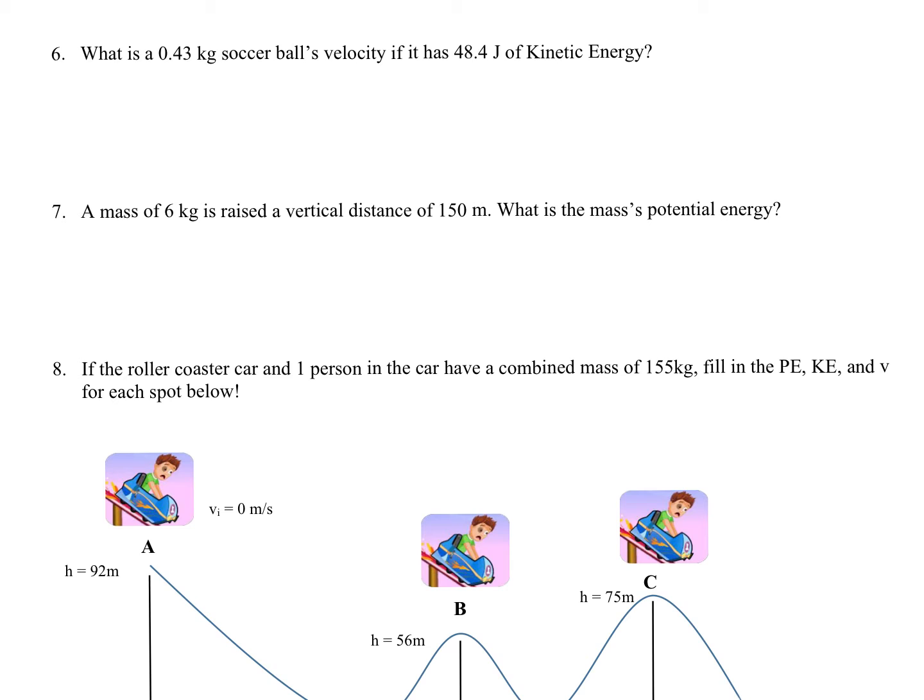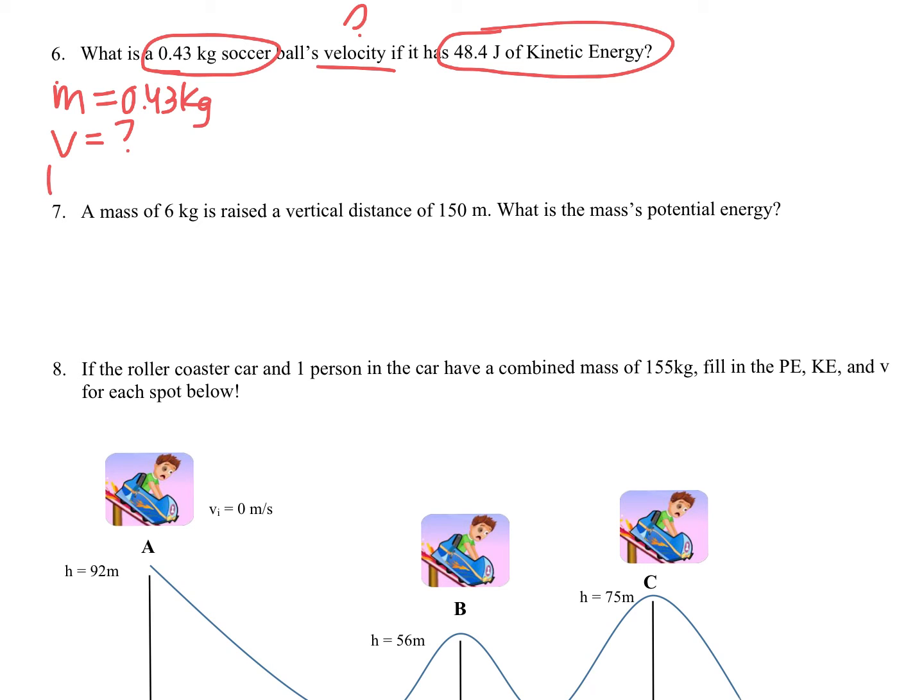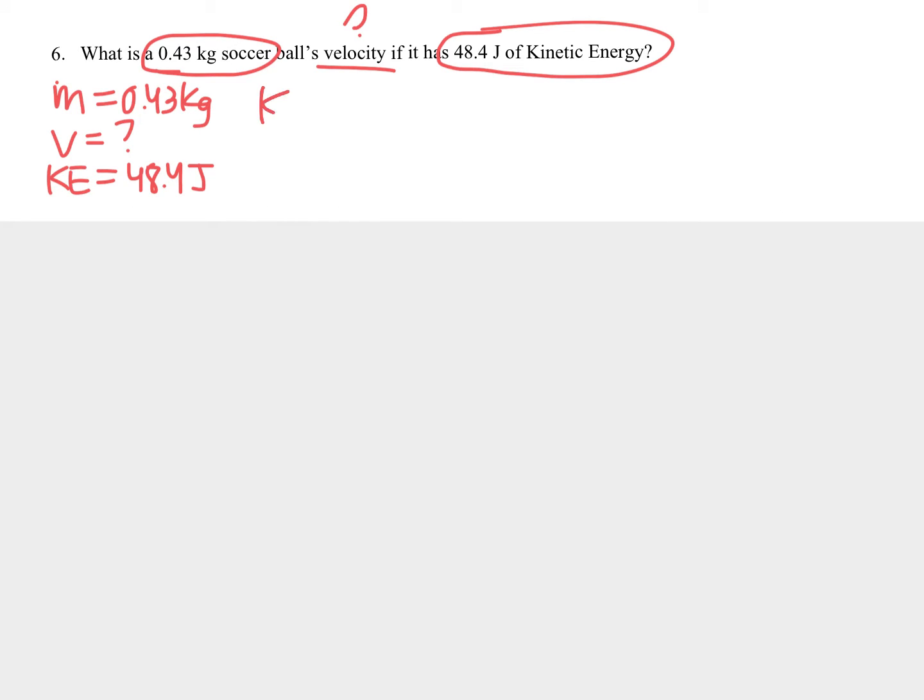Jumping to number 6, we want to know if you have a 0.43 kilogram soccer ball. So that's going to be my mass, 0.43 kilograms. We want to know what the ball's velocity is. So I guess the good question is, what is its velocity? That's my question mark. And we know that it has 48.4 joules of kinetic energy. So we're given that it's 48.4 joules of kinetic energy. All right, let's make some room to do this problem. So I know right off the bat that kinetic energy's equation is 1/2 mass times velocity squared.